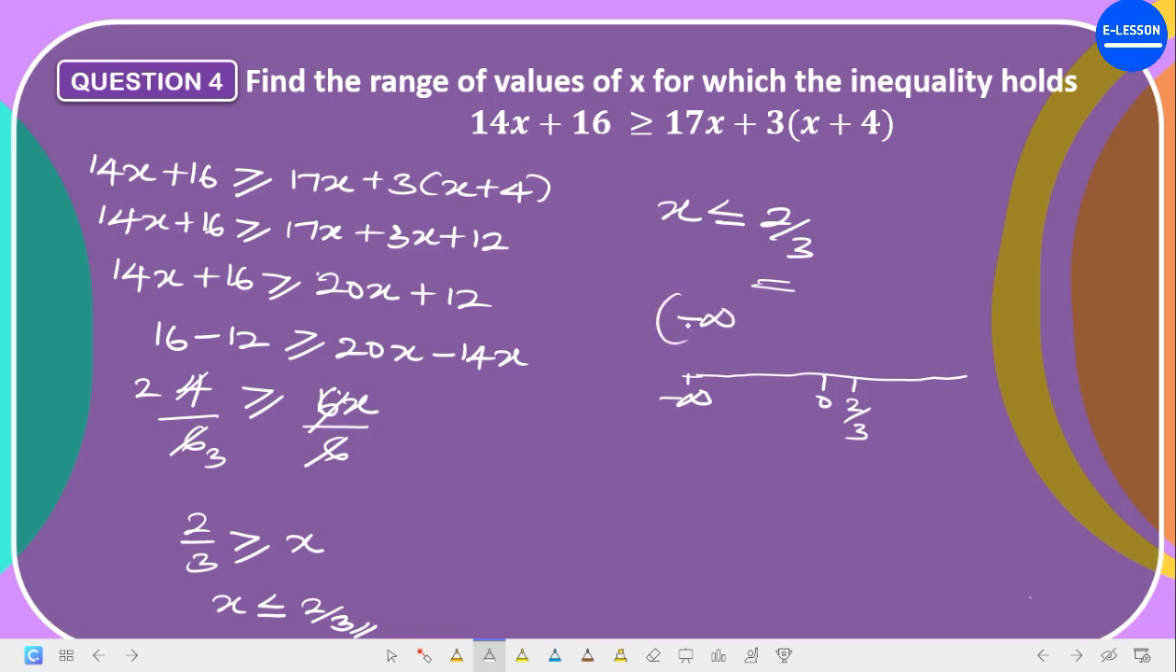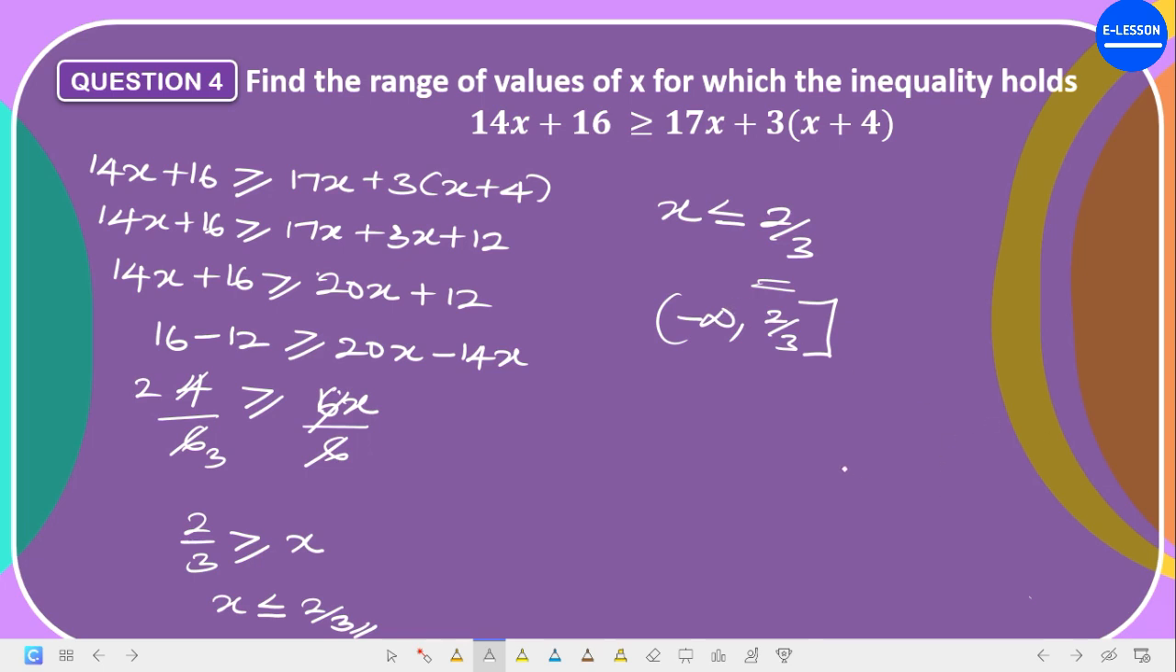Now notice the difference. Minus infinity, which is not included, then comma, 2/3 included. This particular bracket means 2/3 is included because it said less than or equal to. So 2/3 is included in the values of x, while minus infinity is not included. So these are the range of values.